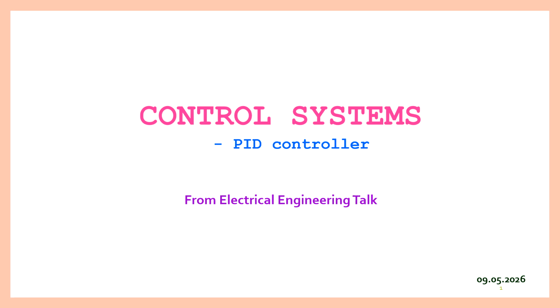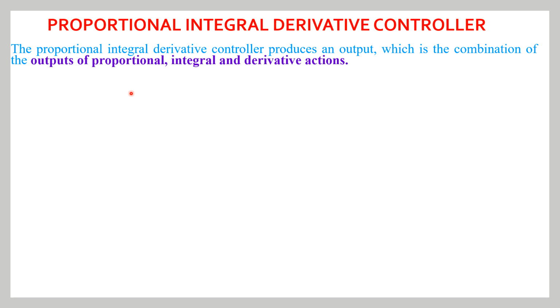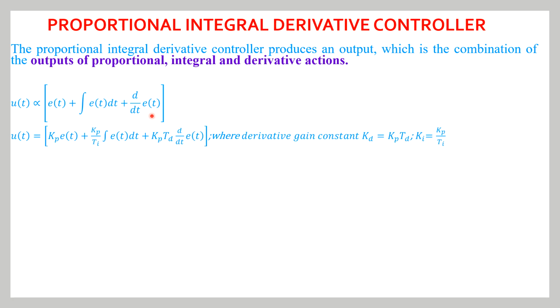To control system classes. The topic for today's discussion is the PID controller. What is a PID controller? It will produce the output u(t) in proportion to the error signal, the integral of the error signal, and the derivative of the error signal. We can write u(t) is proportional to e(t) plus integral of e(t) dt plus d/dt of e(t).